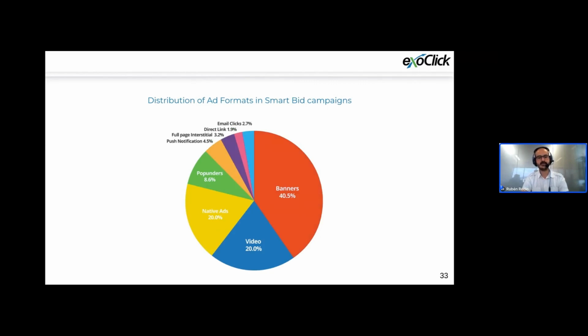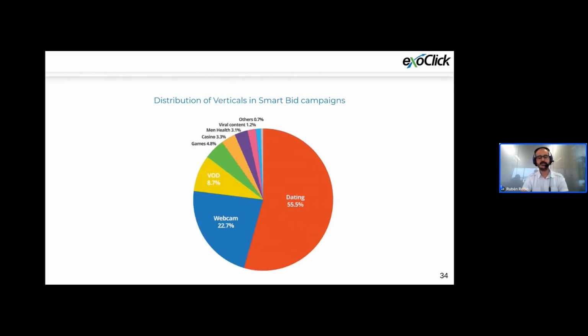As for the favored ad format in every SmartBid campaign, we see a predominance of banners, but videos and native ads also have their share. And in terms of offers, we see that the majority of the campaigns are being dedicated to dating offers, with an important share as well going to webcam offers.